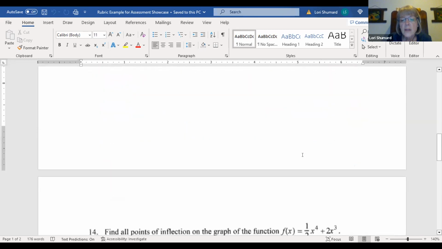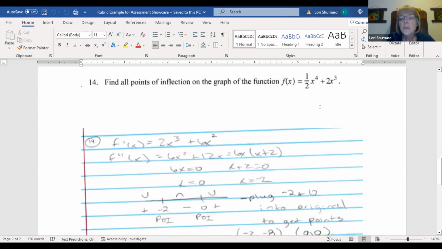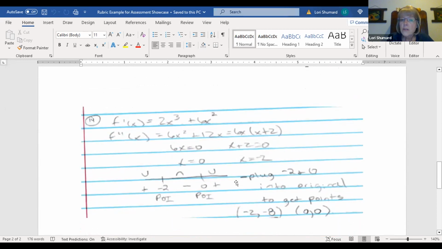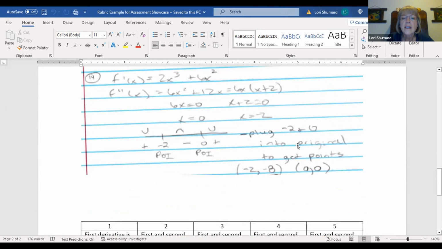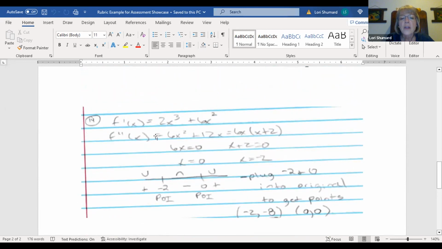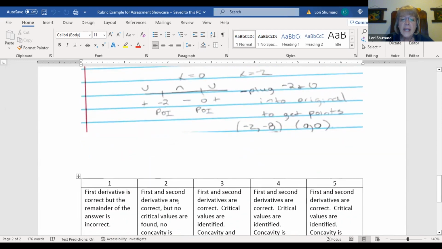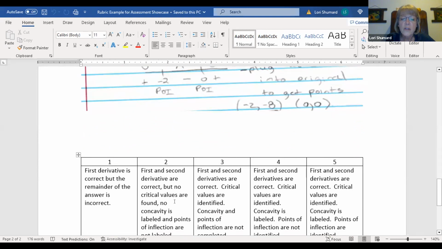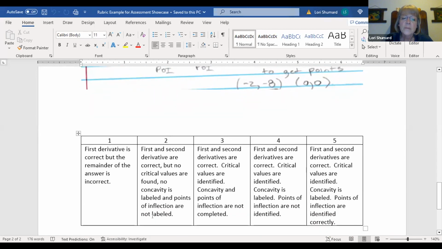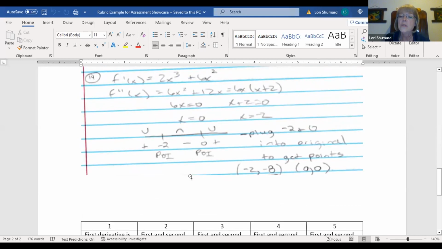And I have another one down here. When we're looking for points of inflection on a graph, they also have to do the second derivative. So I give them this problem, and I have everything worked out on their solutions so that they can see it. And we go down to the rubric. They get 1 point if they did the first derivative correct, but the remainder of the answer is incorrect. So if they only did that, they'll get a point. They get 2 points if they did the first and second derivative correct, but they didn't find their critical values, no concavity is labeled, and the points of inflection are not labeled. So it's really clear: okay, this is what I didn't have, that's why I only got 2 points.